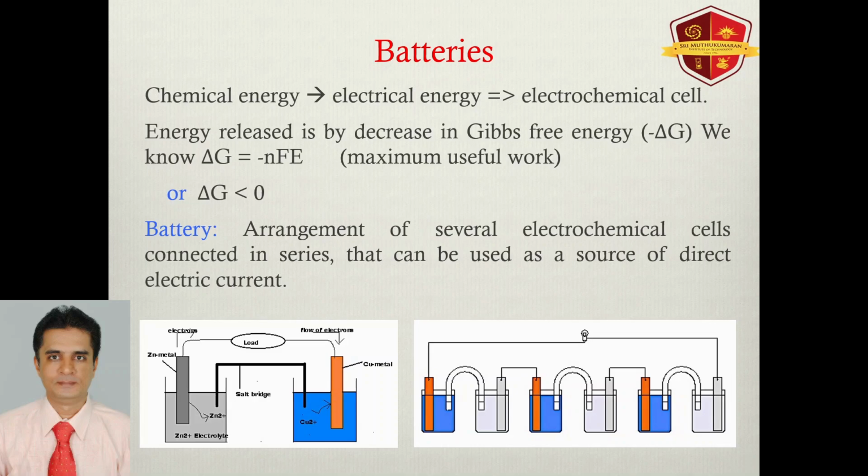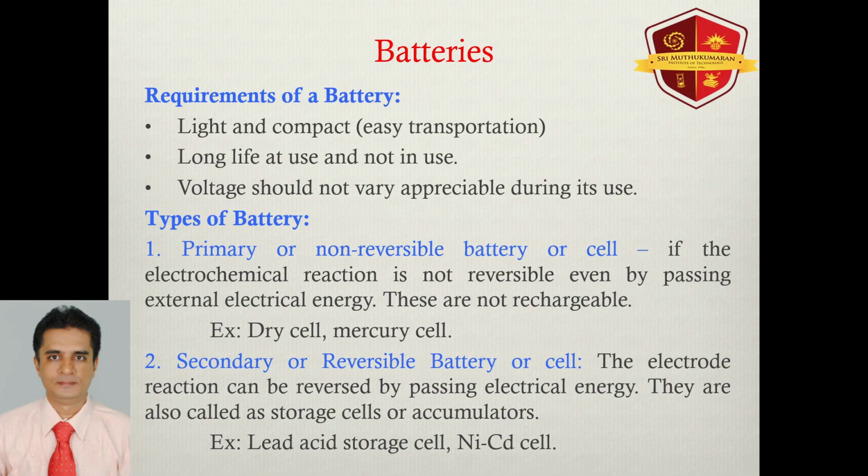What is a battery? It is an arrangement of several electrochemical cells connected in series that can be used as a source of direct electrical current. Requirements of a battery: it should be light and compact, easy for transportation, with long life in use and when not in use. Voltage should not vary appreciably during its use.